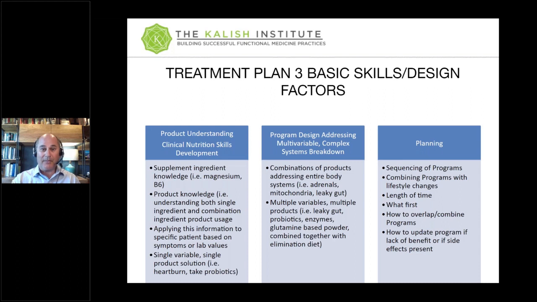The program design part is more about how you combine products so that you're addressing entire body systems. Hey, this came up yesterday in class. We had a student that submitted a lab in the mentorship class, and the patient had high lipid peroxides. That means that their lipids were getting damaged. They had a massive mitochondrial problem, not so good. Their oxidative stress markers were super high.